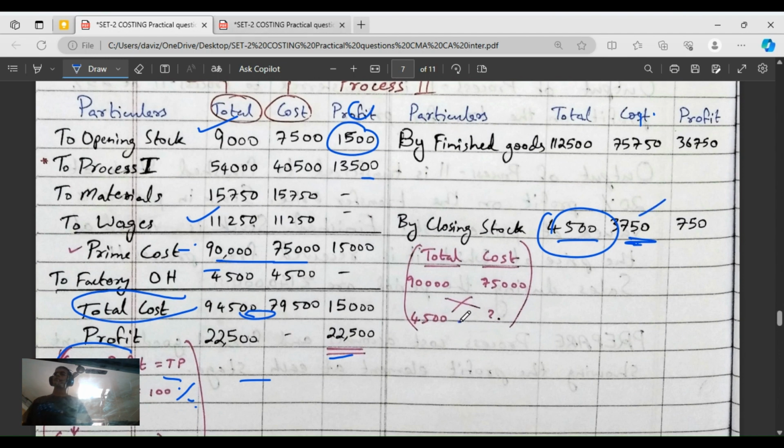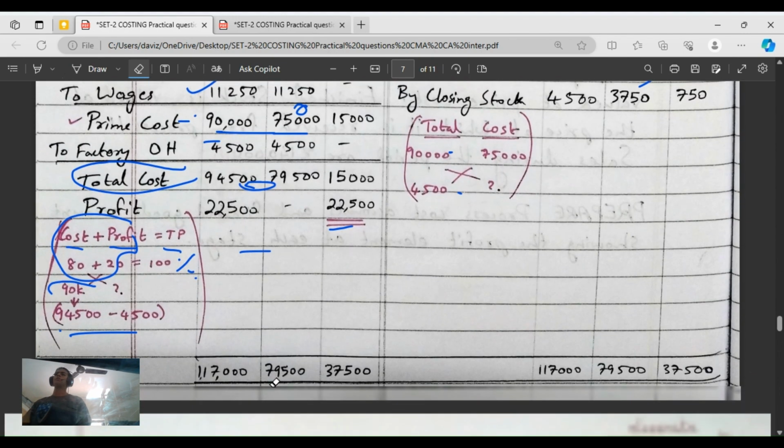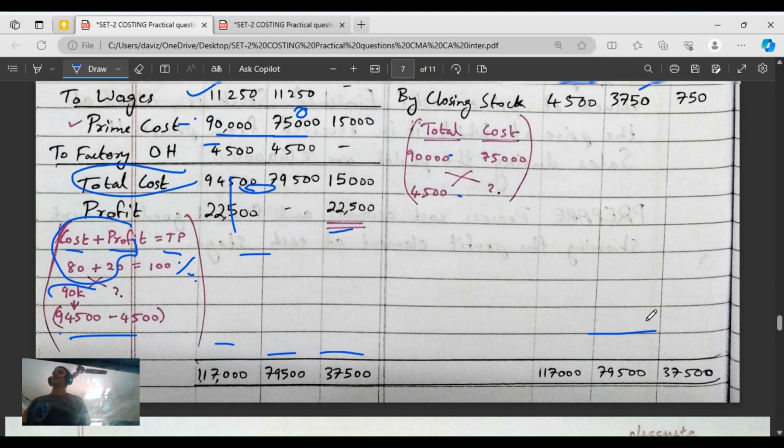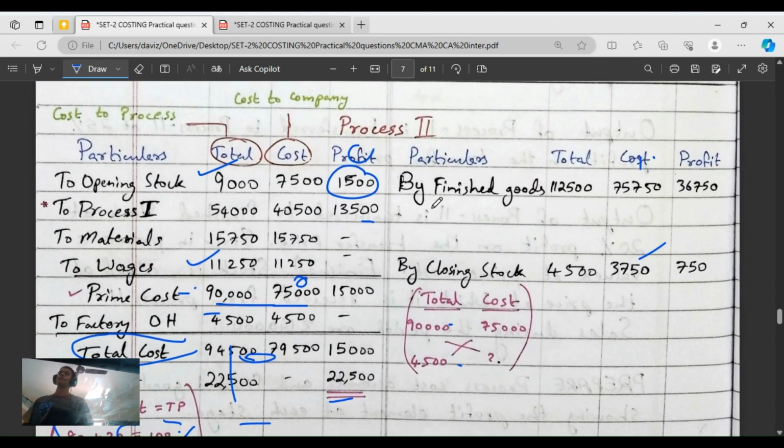So by applying this, 4,500 closing stock, total, into 75,000 by 90,000. Here also the basic ratio application, mathematical application. By applying that, 4,500 into 75,000 by 90,000, 3,750, I got it. After that we have to total it, and by balancing it we got what's transferring to finished goods. So these are transferred to finished goods.